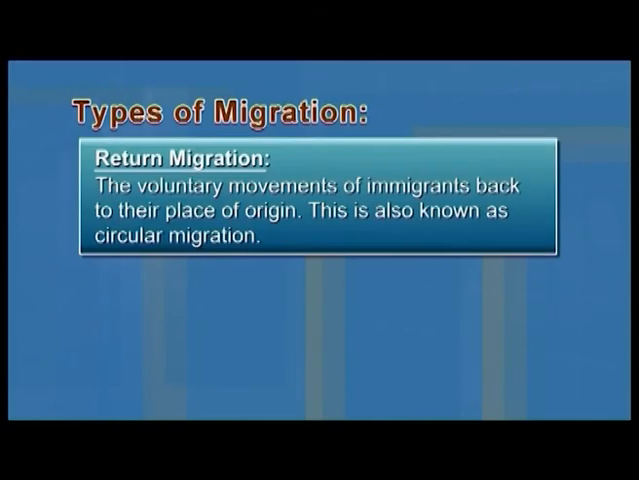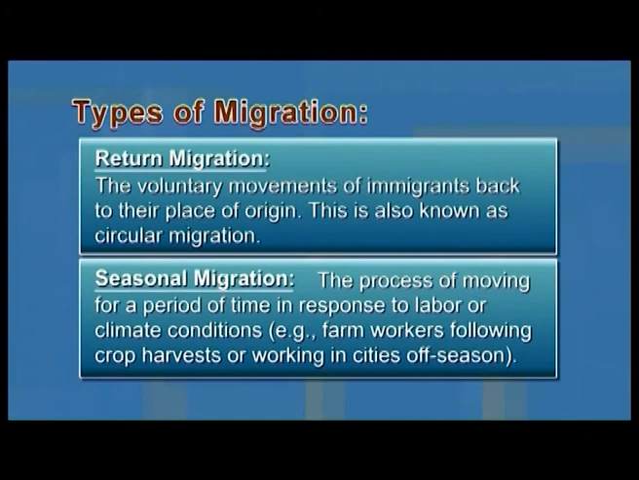Return migration, the voluntary movement of immigrants back to their place of origin. This is also known as circular migration. Seasonal migration, the process of moving for a period of time in response to labor or climate conditions, for example, farm workers following crop harvest or working in cities off-season.